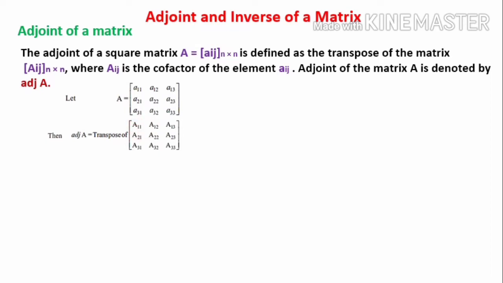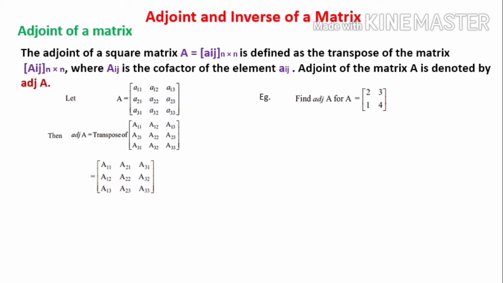the given matrix. If you take the transpose, as we know, transpose means we have to interchange the rows and columns. Here A11, A12, A13 are in the first row. When you write its transpose, A11, A12, A13 are in the first column. Likewise, the second row will come here as the second column and the third row will come here as the third column. So the adj A is ready here.